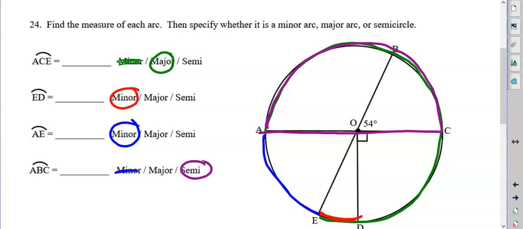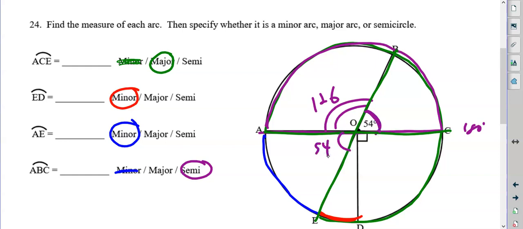Okay, now let's look at the numbers. We know AC is a diameter, which means it's 180 degrees. It's a straight line. We know this is 54. This is the supplement of 54. So if we do 180 minus 54, we get 126. Okay? Now, if you look at 54, what we have here is an X, which means we have vertical angles. So if this is 54, that means this is 54.